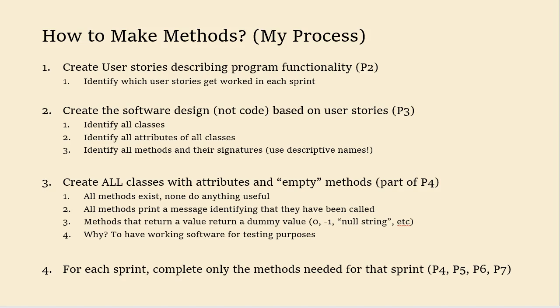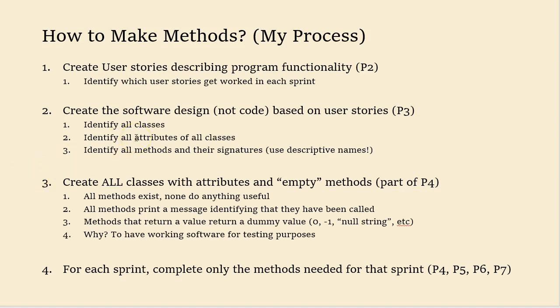Then I say, what are the attributes I need for each class? And then I say, what methods do I need? I do not solve them yet. I do not code them. I don't even know how something might be done. I just know that it has to be done. And then I'll create all of my classes at once with their attributes and with their methods, but the methods are all empty. They're do-nothings. I'll figure that out later.